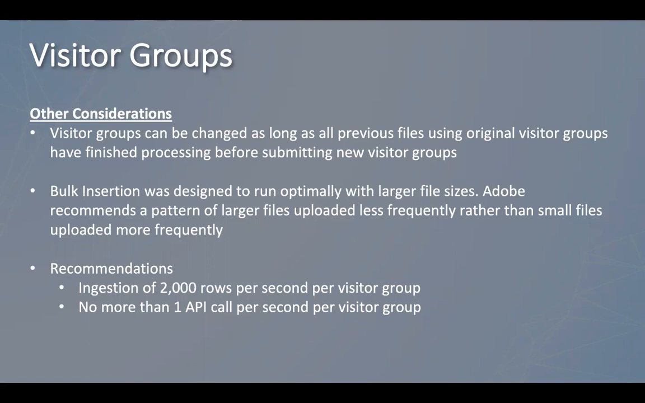And then some other recommendations from Adobe: no more than 2,000 rows per second per visitor group, and no more than 1 API call per second per visitor group. And again, this is really probably for the more heavy users, or people that have use cases that require them to send bulk data up to Adobe on a daily basis. I would say for the casual user or someone that just wants to import maybe some legacy Google Analytics data, this isn't really going to be as important. And again, if your file size is under 1 GB, then you really don't need to worry about visitor groups at all.